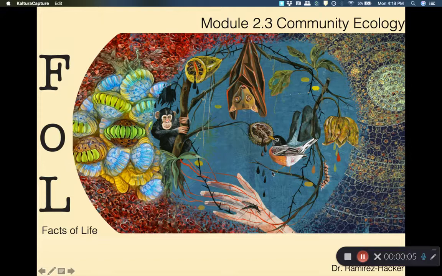We're moving on to Module 2.3, Community Ecology. In our previous lecture, we were looking specifically at population ecology and a lot of the terms that we use to describe populations. Today we're going to be moving on to the next larger layer of ecology, which is community ecology. That's really looking at how different populations interact with one another and the vocabulary that ecologists use to describe those communities.